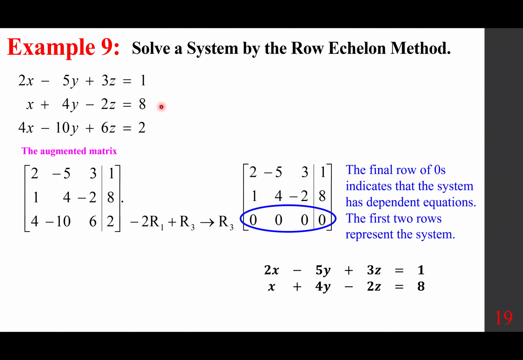Also, notice that row 3 is twice row 1. If you go to the equation, multiply the first equation by 2, you get the third one, or multiply the first row by 2, you get the third one. Every entry. Remember, in the case of inconsistent, the last entry doesn't work. But in the case of a dependent, every entry, including the last one, works. So 2x, 4x, minus 5y, minus 10y. 3z becomes 6z, 1 becomes 2.